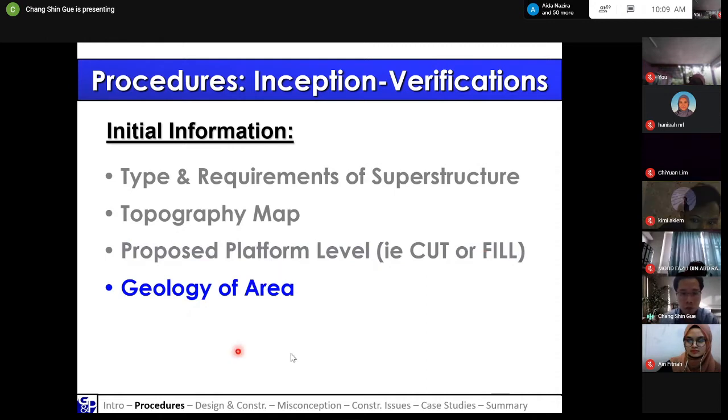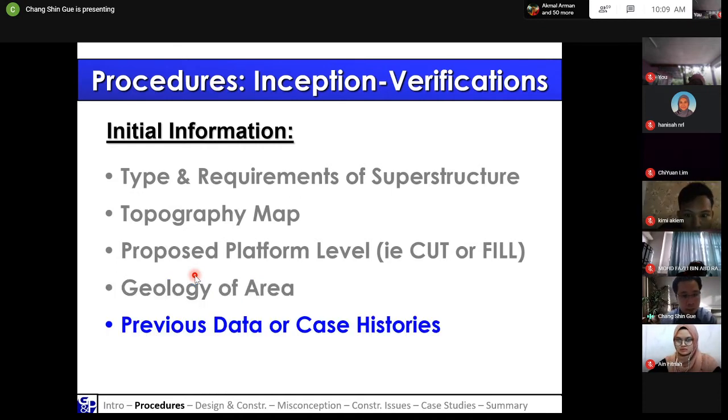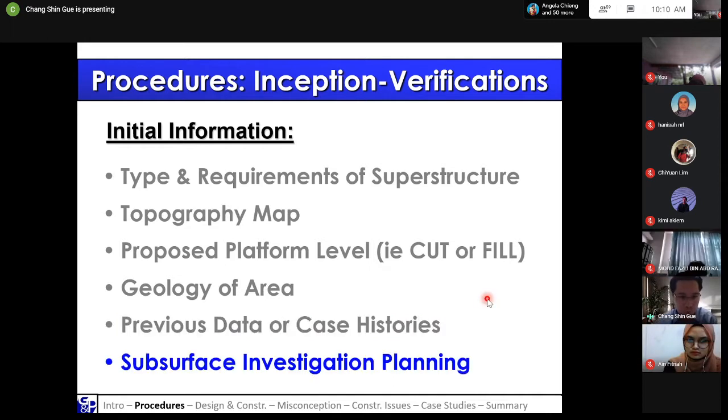And also, you need to know the geology of the area so that at least you get some idea what kind of materials you'll be facing at the site. And also, what's very important is if you can get some previous data or case histories next to your site. I'll explain a bit more in the next slide why this is important. And then you carry out your subsurface investigation planning.